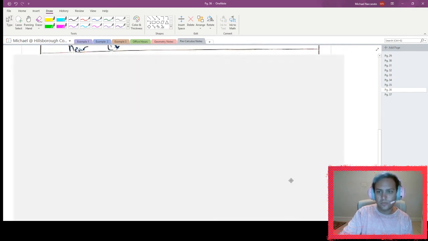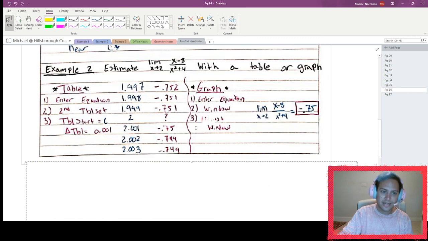So this is what my answers would look like. Like I said, I think the table is definitely more accurate. You could see very clearly what was happening as we approach 2. But on the graph, we could see that it's getting close to negative 0.75. So this is what I would put. So my final answer would be the limit as x approaches 2 of the function x minus 8 over x squared plus 4 is negative 0.75. Both those options are valid options. You can use either one. You could use both of them, whatever works best for you. I think a table is easier. A little bit more to write down than to draw, but there you go.